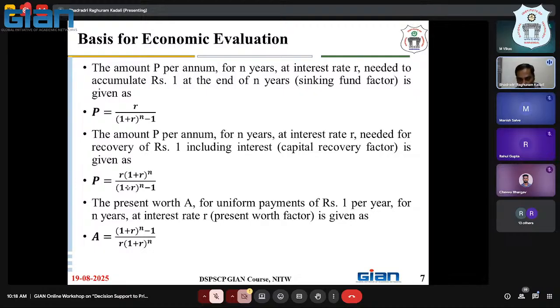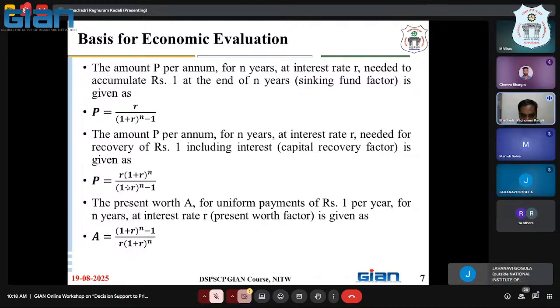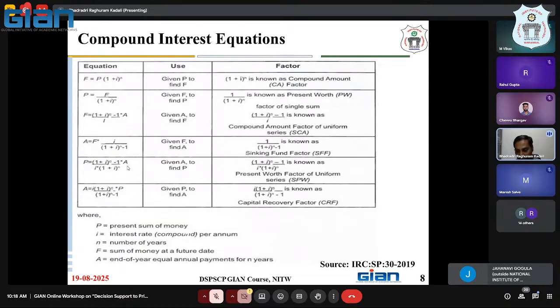We have different values corresponding to the different methods of economic evaluation we have to use. If you look into IRC SP 30 2019, which I have shared already with you, they have given different types of equations. Given the P value to find the F value, we generally call it the compound amount value, that is (1 plus i) to the power of n. If you have a total amount of money and you want to estimate what this money value is in a future year, that will be (1 plus i) to the power of n, which we consider as the compound amount actually.